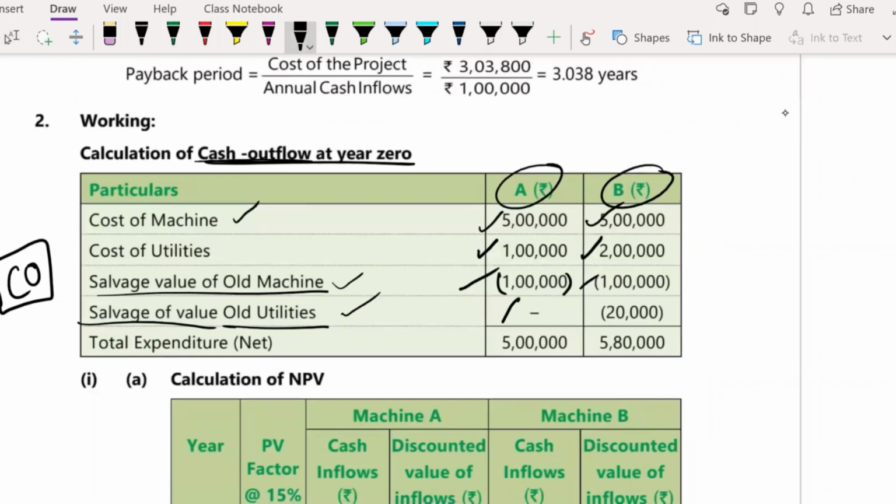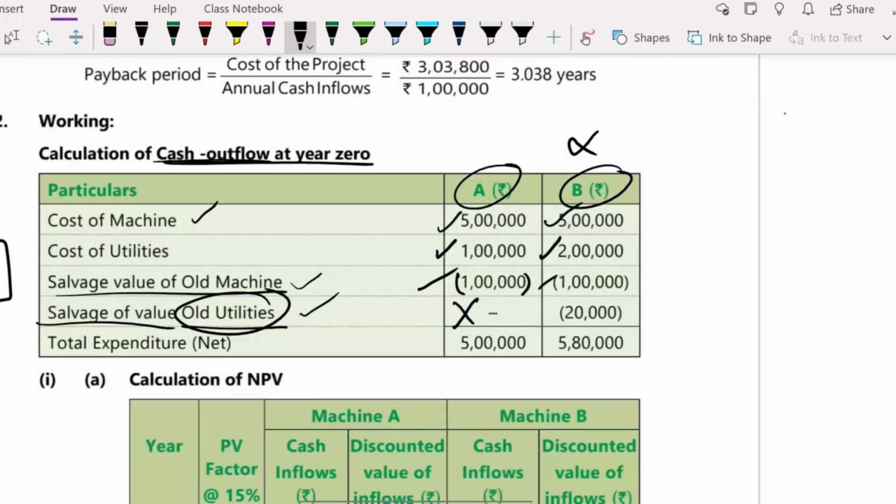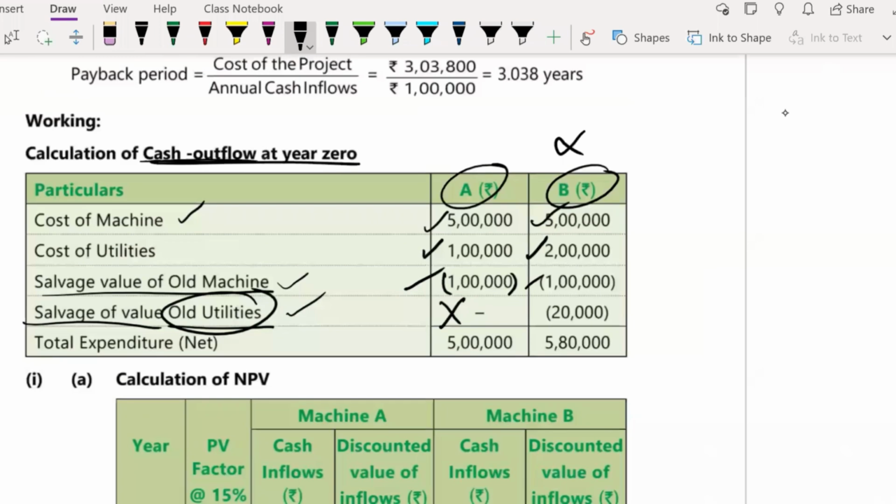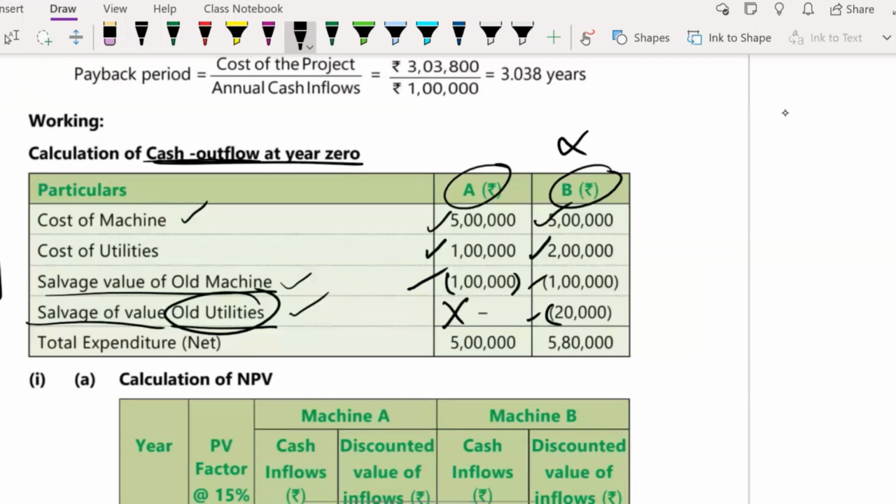In the case of machine A, there will be no utility salvage value because machine A is going to use the old utilities, whereas machine B is not going to use the old utilities. So here the salvage value is 0.20 lakh, or we can write it as 20,000. This is also a salvage value, so you get it as an inflow. So minus 20,000. Okay. So finally, the total expenditure or the net cash outflow at year 0 for A is 5 lakh and for B it is 5,80,000.